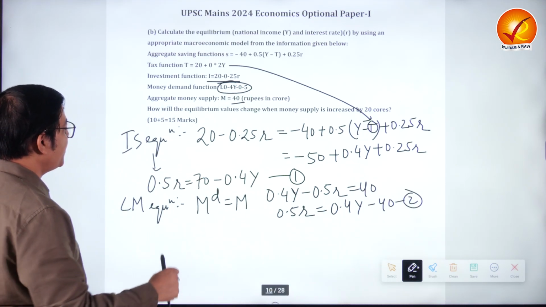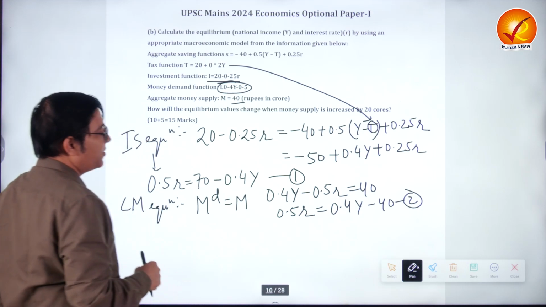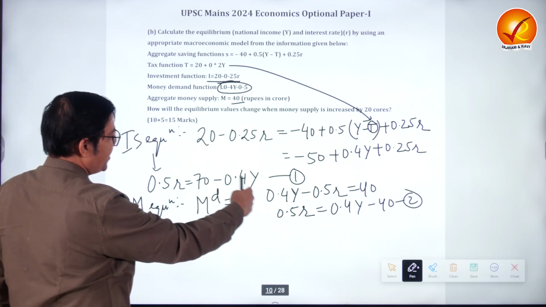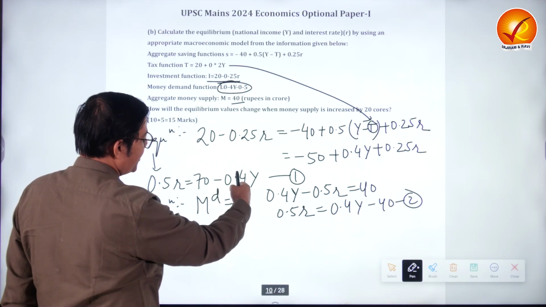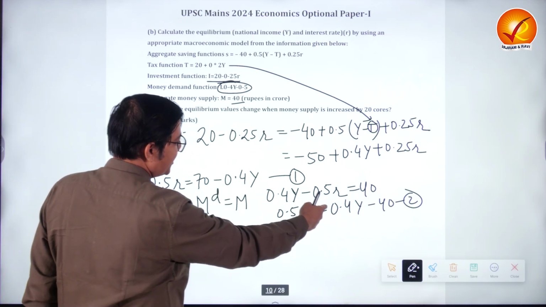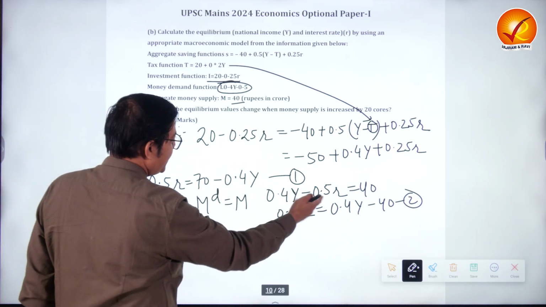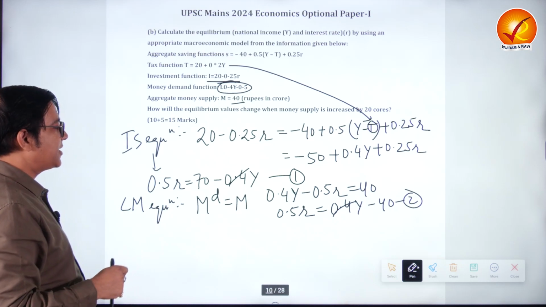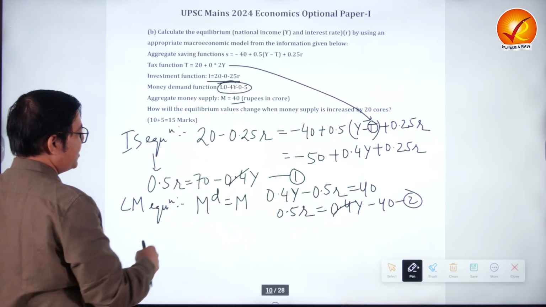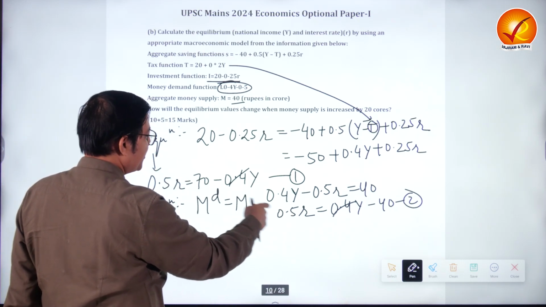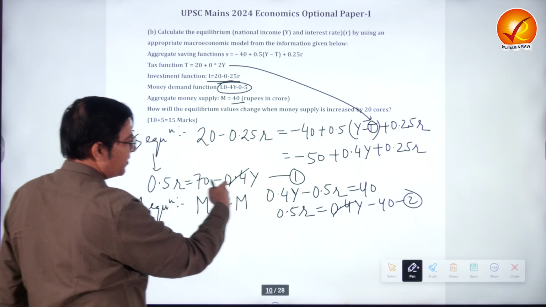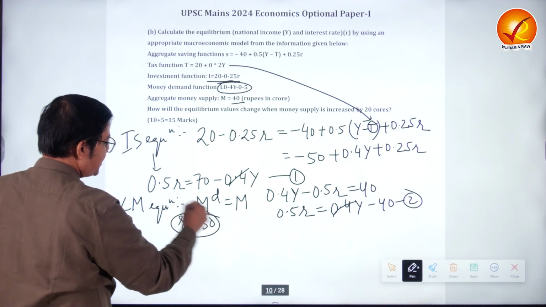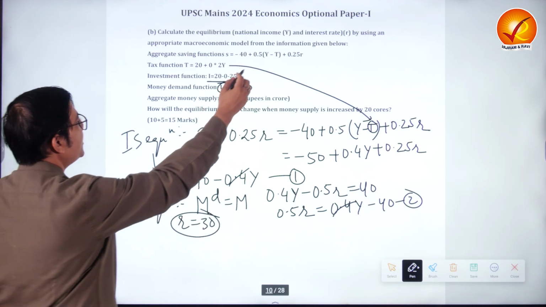Now even visibly, if you look at 1 and 2, you will see that the coefficients of r and y are the same. In fact, in one it is with a minus sign, here it is with a plus sign. So just by looking at these two, you can cancel out the y terms. When we solve the equations, we can add these two, which will give you r will be equal to 70 minus 40, 30. So the interest rate is 30%. That is what you needed.